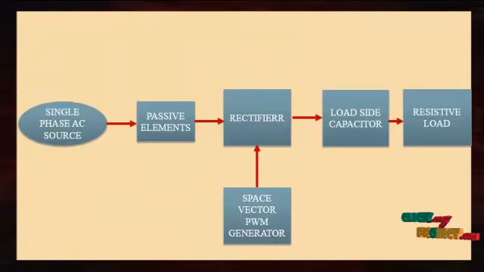Next we see about the flow diagram of our process. The proposed flow diagram is shown here. The input source is a single phase AC source. That AC source is fed into the rectifier circuit through the passive elements. We know that passive elements are such as inductor, capacitor and so on. And also in the rectifier we use MOSFET or IGBT switches. Here we are using MOSFET switches. Those switches are triggered using the space vector pulse width modulation technique. And also the output of the rectifier circuit is fed into the resistive load through the load side capacitors.